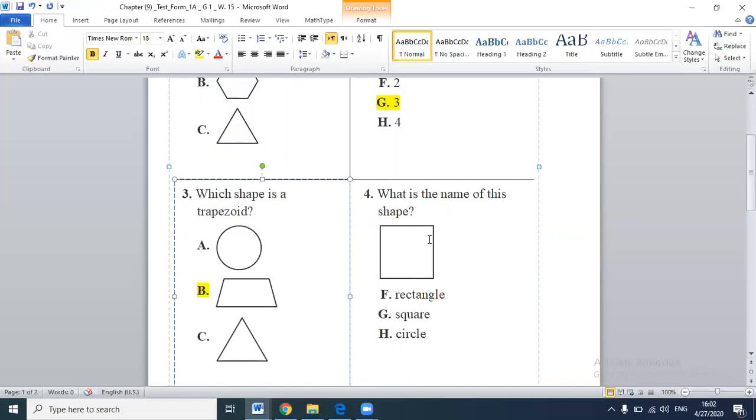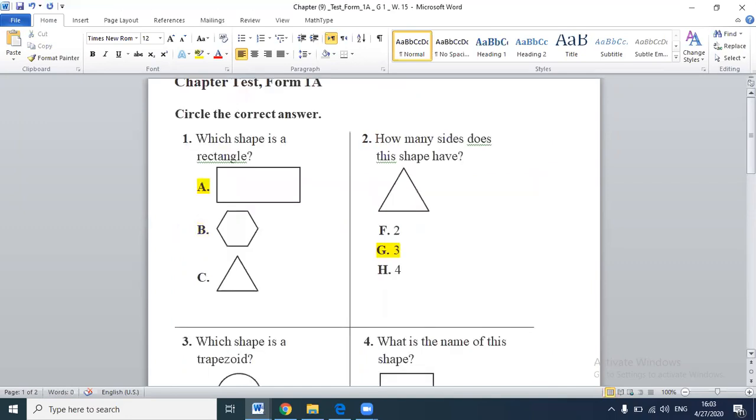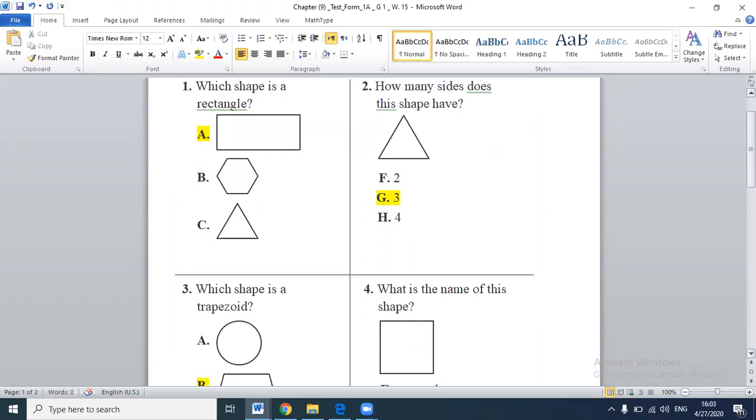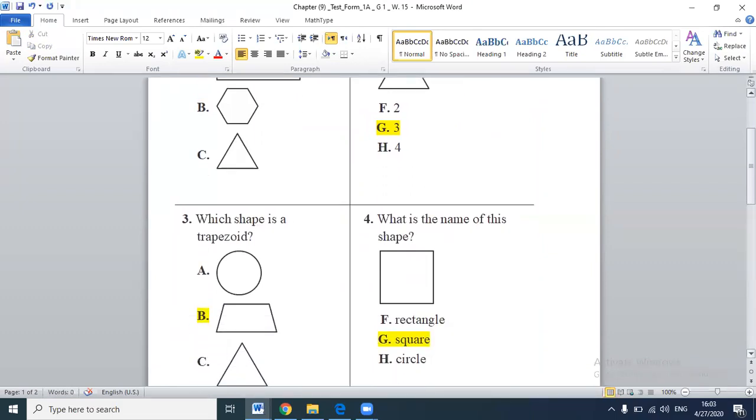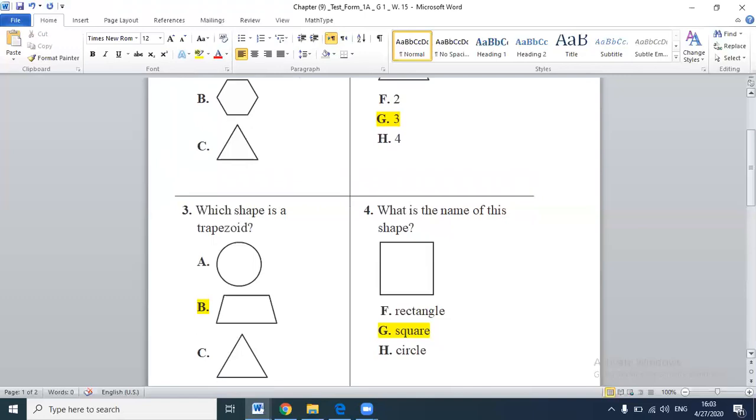Now, number four. What is the name of this shape? Read the question. Here I have the choices: rectangle, square, or circle. Square. Yes, excellent. So the answer is letter G, square. Do you understand until now? So number four is G, square. The shape is a square. Okay?